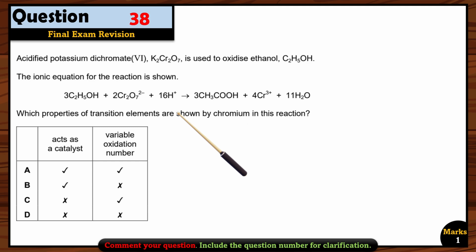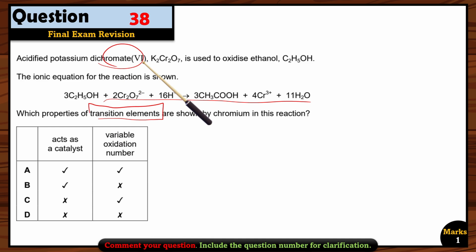Let's see another question. Acidified potassium dichromate is used to oxidize ethanol. The ionic equation for this reaction is already shown here. Which properties of transition elements are shown here? So which one is a transition metal here? Of course, the chromium, the chromate. So chromium is a transition metal. So which property is shown over here?